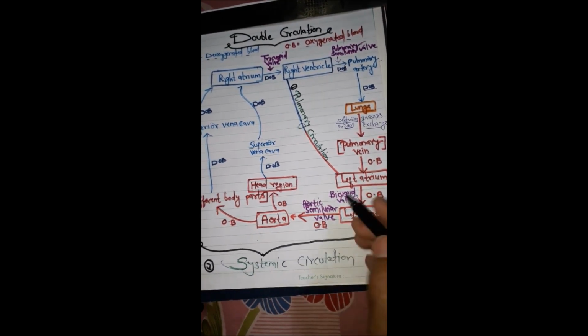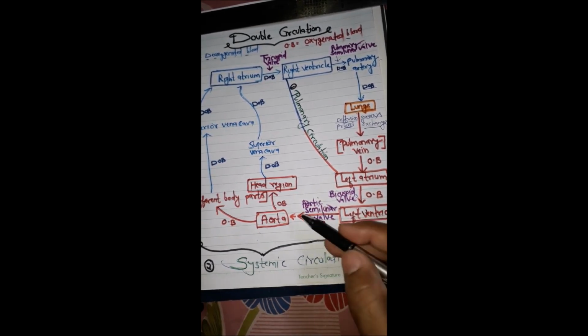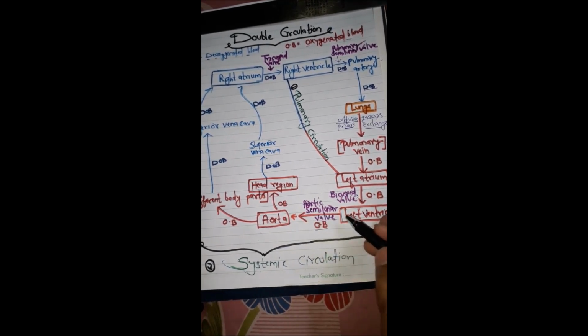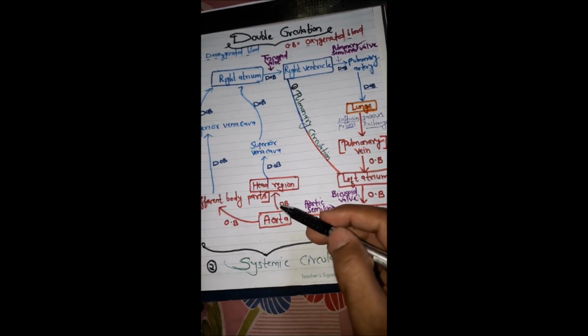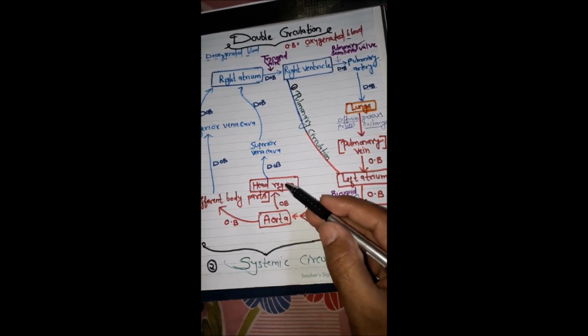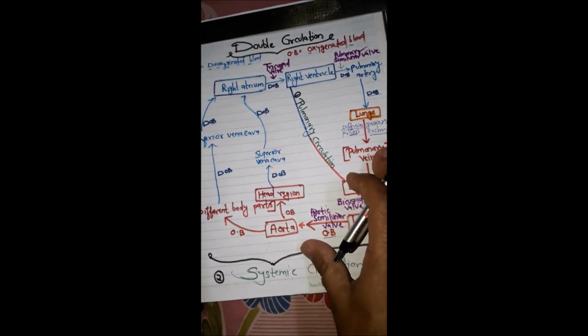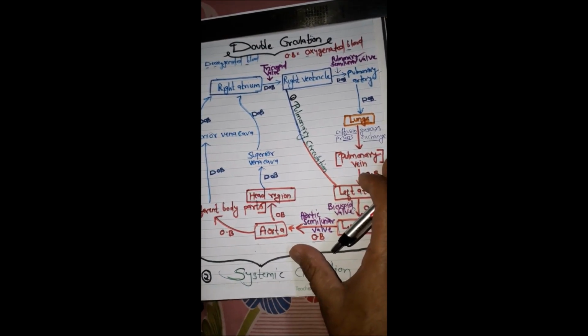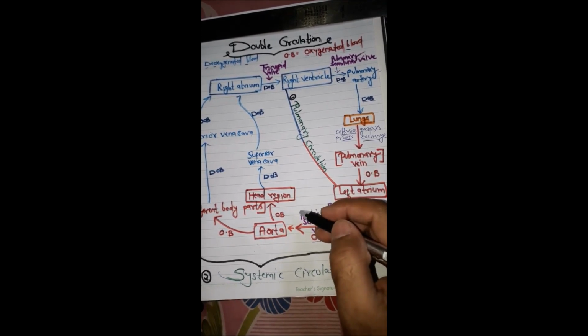Then after, due to the high pressure, the aortic semilunar valve will open, because the aortic semilunar valve is present between the left ventricle and the aorta. And hence, all the oxygenated blood, due to the opening of the aortic semilunar valve, goes into the aorta. Then after, all the oxygenated blood from the aorta goes into the head region, and from the aorta goes into the different body parts. Here in the flow chart, as you see, two times blood comes into our heart.